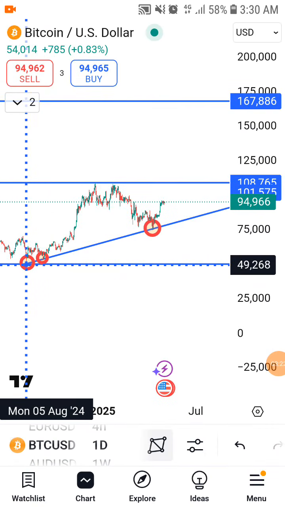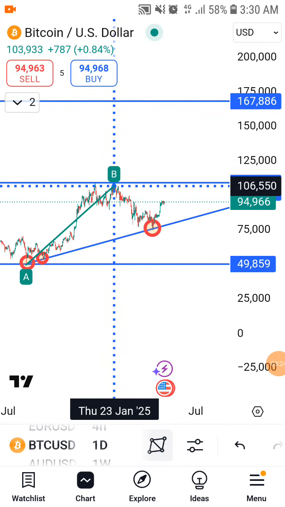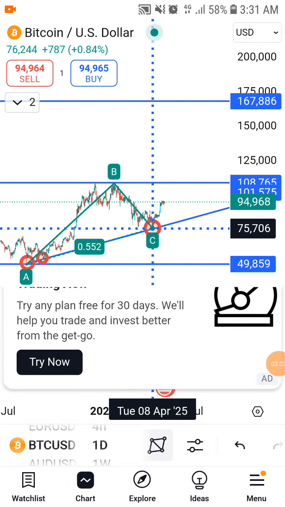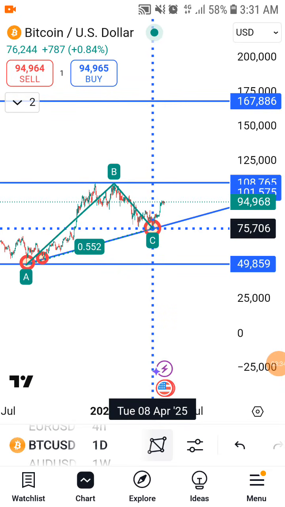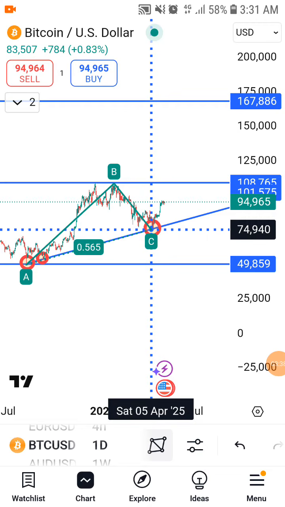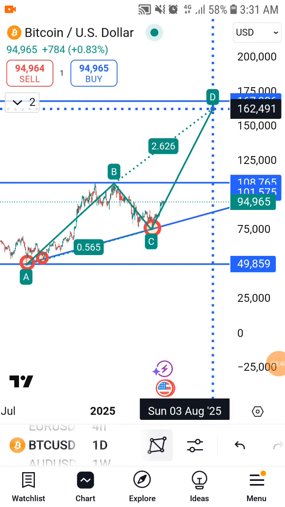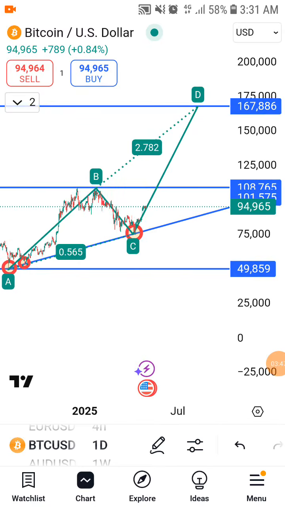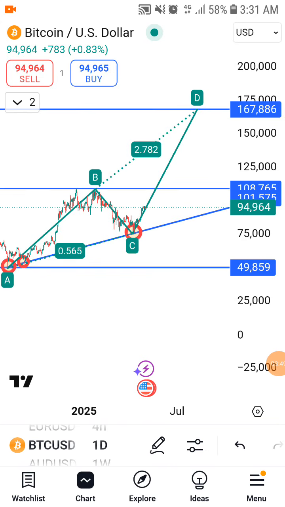We take our point A to point B and then B to point C, right? And we say AB equals CD. Then we'll be taking our CD to this very point. That means BTC has a long way to go. BTC actually has a long way to go.